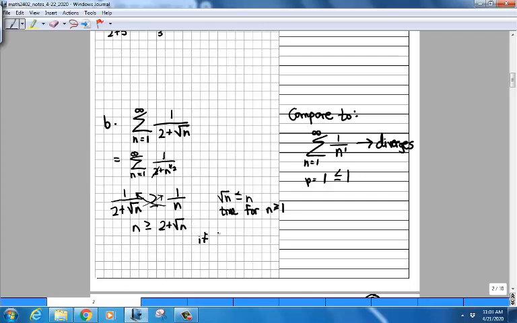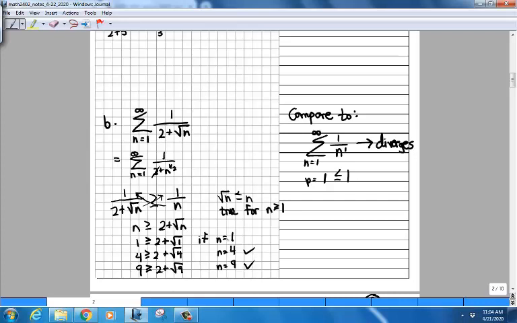When n is equal to 1, you get 1 greater than or equal to 2 plus the square root of 1. Well, that's not true. What about another perfect square, n equal to 4? We get 4 greater than or equal to 2 plus the square root of 4. Oh, that is true. What about n equal to 9? Then we get 9 greater than or equal to 2 plus the square root of 9. That also is true.